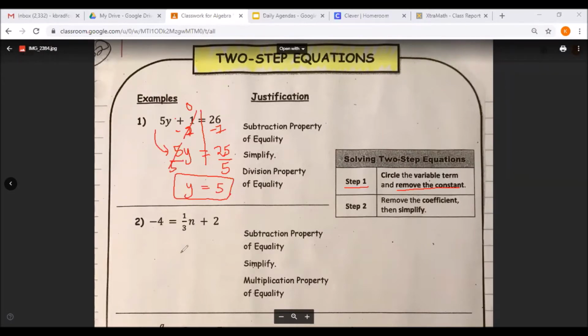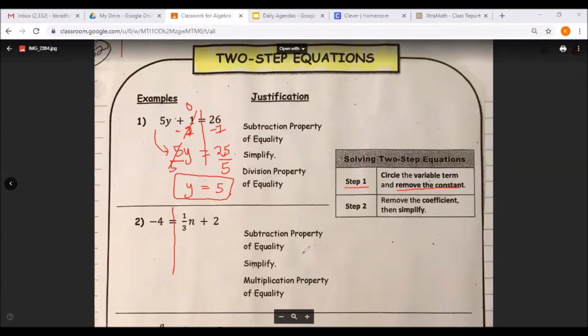All right, we're going to move to number 2. -4 equals 1/3 times some number plus 2. 1/3 times our unknown number plus 2 will give us -4, and we have to find what that number is. So according to our steps, we circle the variable term.